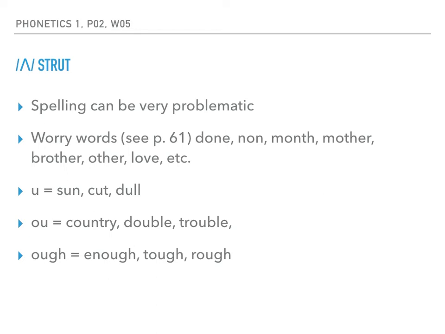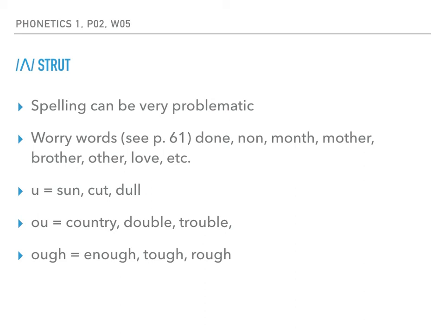And the worry words are going to be difficult words for you to learn because they are spelt with an O, which would make us think that it's a lot vowel or a thought vowel, but in reality it's a strut vowel. And these are words that are used quite often in English, like done, none, month, mother, brother, other, love, etc. And yet they're all pronounced with a letter that's generally associated with the U, as in bus. So if you figure out that the word done and bus are actually using the same noise, it becomes quite difficult for students, for learners of English, to understand this.